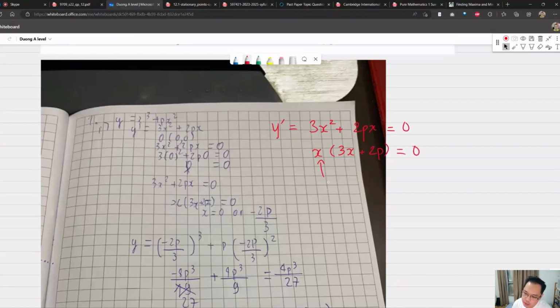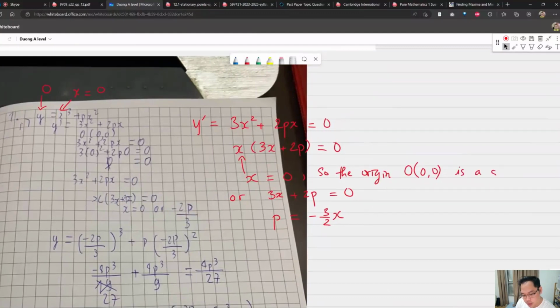And one solution here is definitely x is 0. The other solution is that 3x plus 2p is 0. So from the first, x equals 0. From x equals 0, we can plug the value of x into the original equation, and therefore with x is 0, the y is also 0. So from this, we can conclude that the origin is one stationary point.